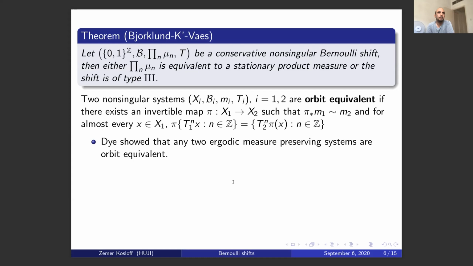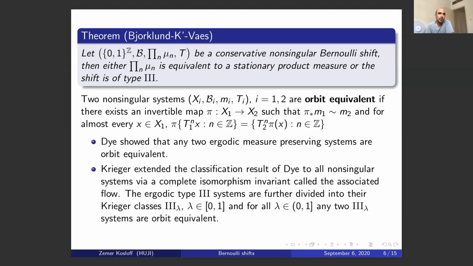But after Dye's work, Krieger had a series of very deep papers, and among them he extended the classification result of Dye to all non-singular systems. He did this by constructing a complete isomorphism invariant, which is called the associated flow. This Krieger classification further divides the ergodic type 3 systems into their Krieger classes, which are indexed by 3 lambda, where lambda is between 0 and 1. And when lambda is in the half open interval (0,1), there is an analog of Dye's theorem, in the sense that any two type 3 lambda systems are orbit equivalent.